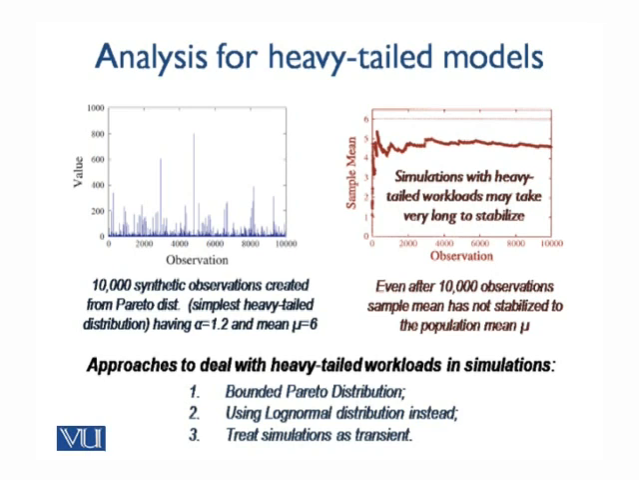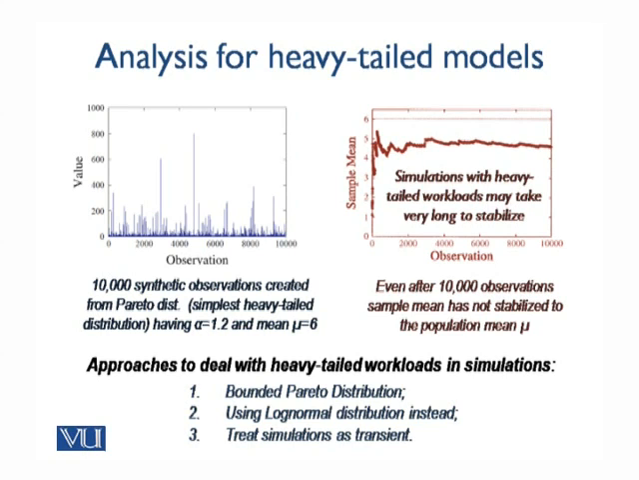Also, as a practical consideration, we can use the log normal distribution, which has a tail that is heavier than the exponential distribution, but less so than a heavy-tailed distribution like Pareto. And using that, we can have a pretty good approximation of real network data. And the third thing is that we should always analyze simulations that require heavy-tailed input workloads as transient, because the statistics are always going to change.